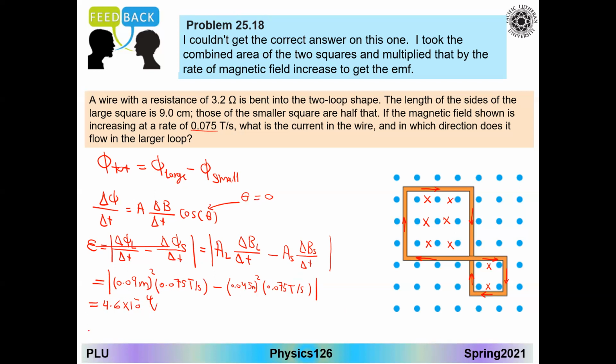Then I can use Ohm's law to find my induced current, which will be E divided by R. We are given the EMF, 4.6 times 10 to the minus 4 volts, divided by 3.2 ohms, and that answer will be 1.4 times 10 to the minus 4 amps.